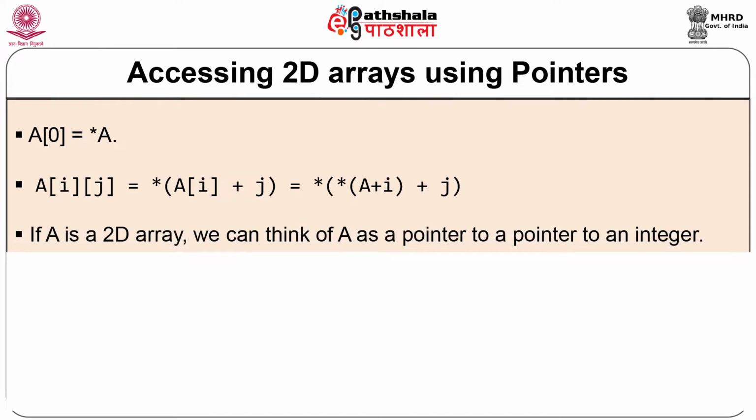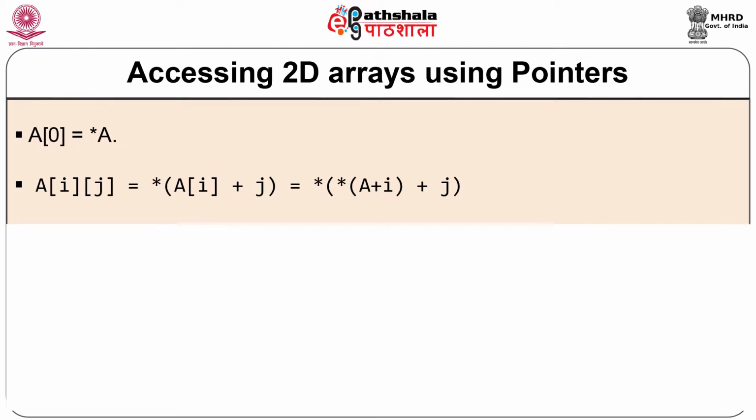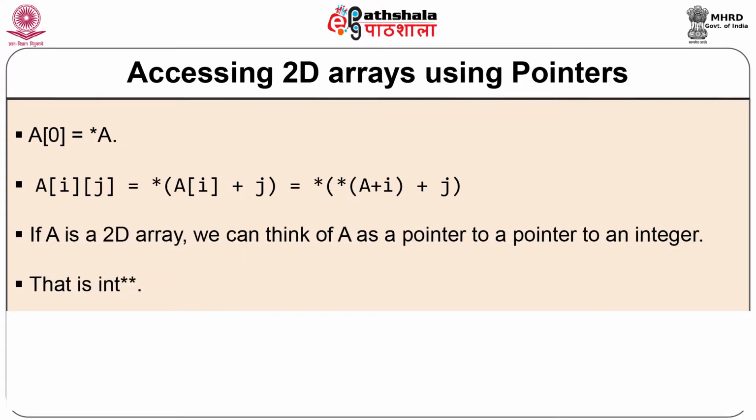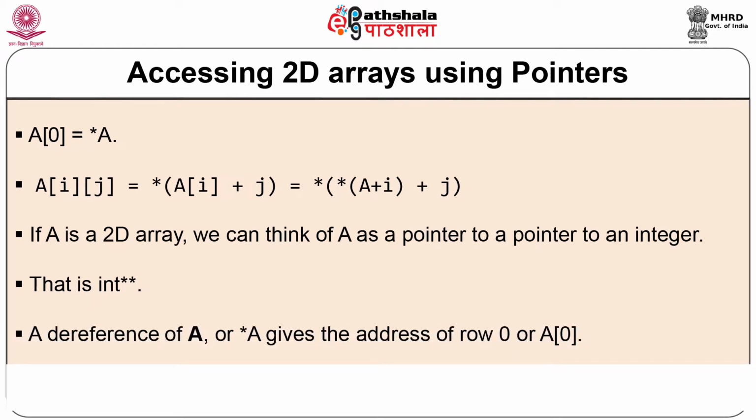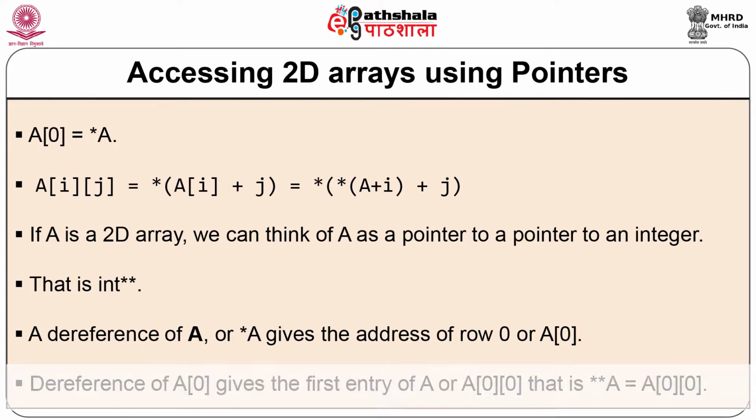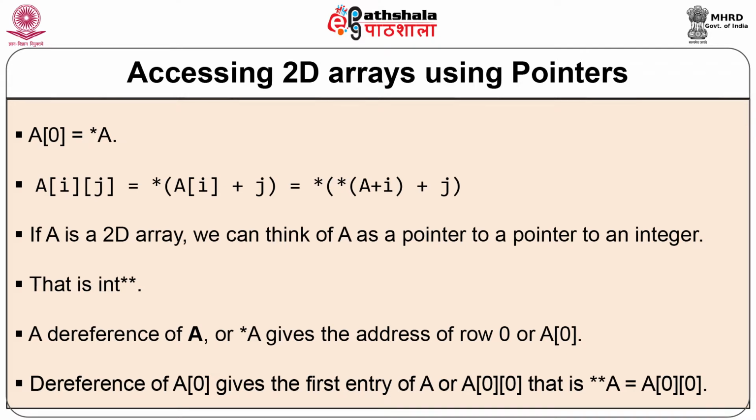Therefore, if A is a two-dimensional array, we can think of A as a pointer to a pointer to an integer value, that is int **. A dereference of A, or *A, gives the address of row 0, or A0, and A0 is an integer pointer. The dereference of A0 gives the first entry of A, or A00, that is **A equal to A00. This way you can access two-dimensional arrays using pointers. In this example, you can see an exact two-dimensional array and its use with pointers.